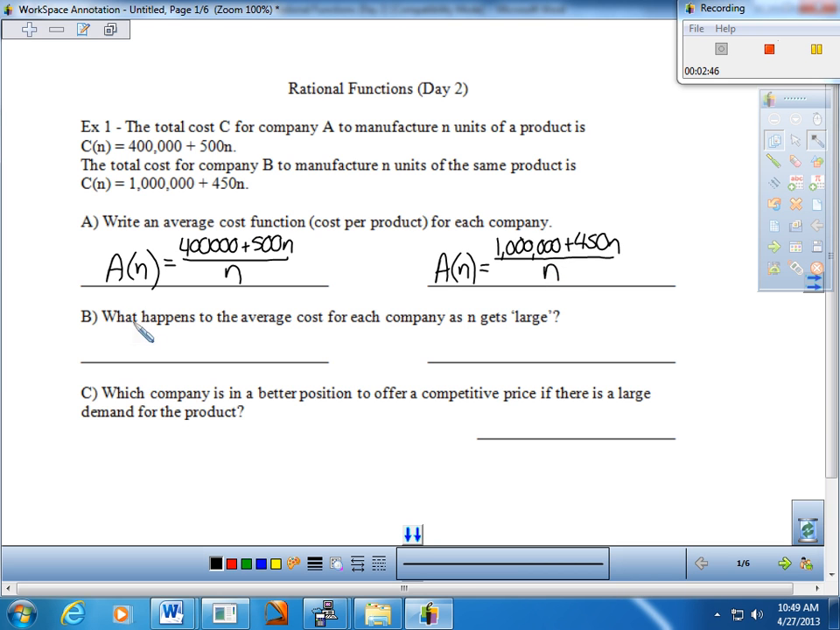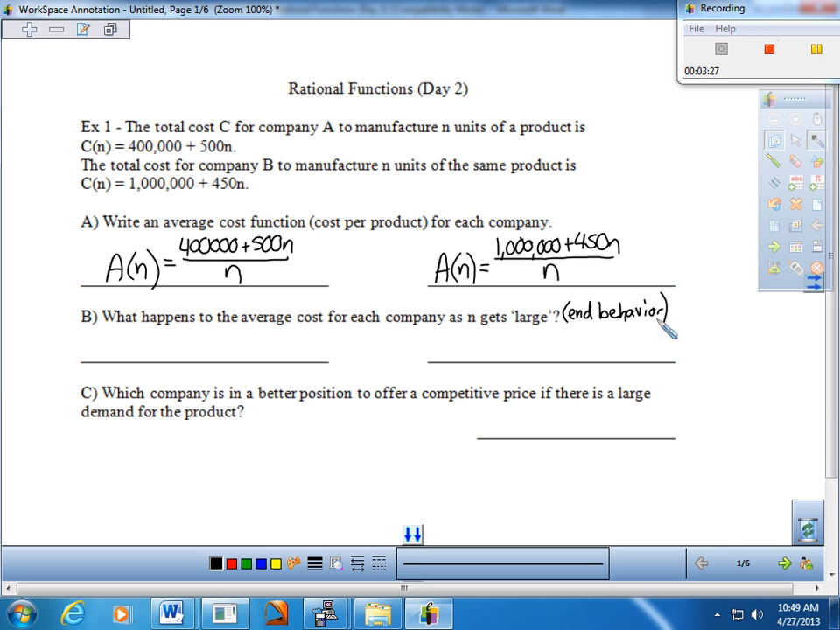Now let's jump to part B. It says, what happens to the average cost for each company as n gets large? So basically, as n is going to approach infinity, as the number of units manufactured increases dramatically as it gets larger and larger and larger. And basically what this means, and I'm going to just write it off to the side, as the input gets larger and larger and larger, that's another way for us to just discuss end behavior.